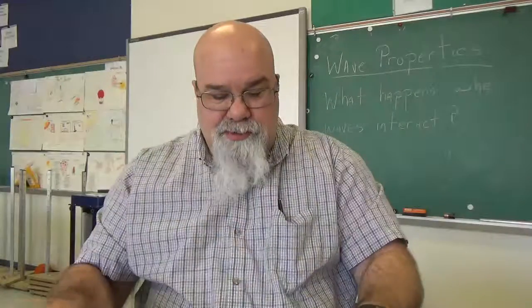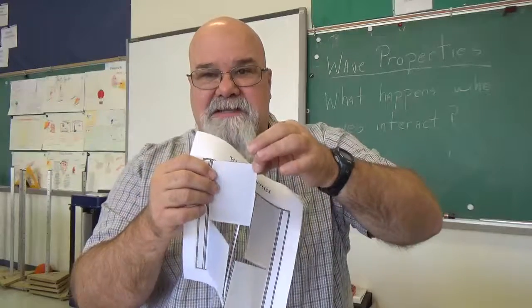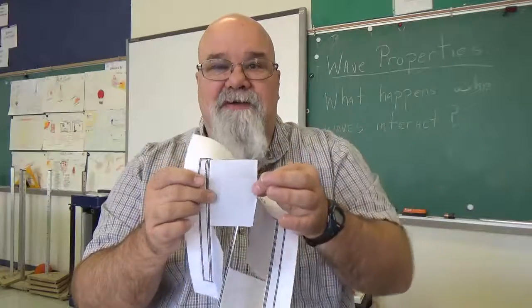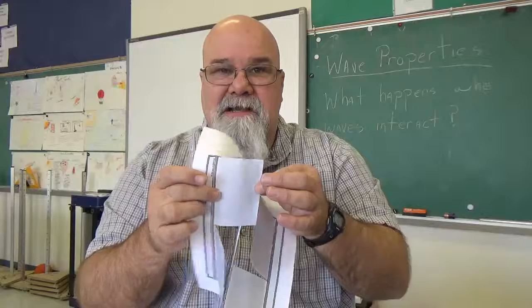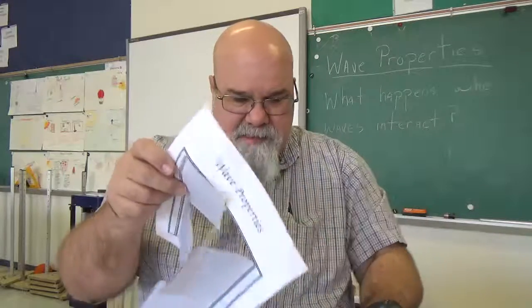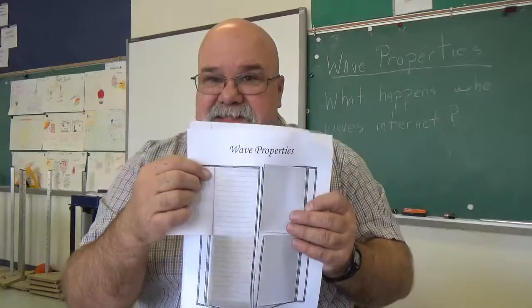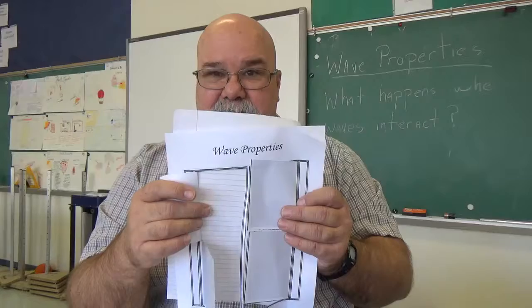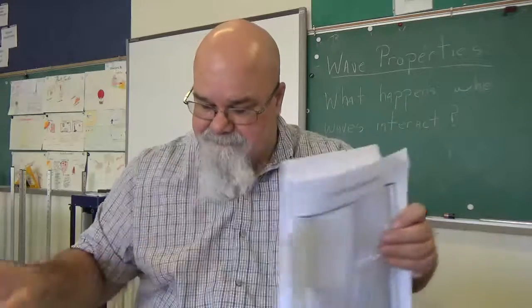What you are going to do is on each of the flaps, you are going to write the name of it, draw a picture of how the different waves interact. Please put arrows in so I know which way the waves are going. And then underneath, you are once again going to write the same word describing the interaction and describe underneath what is happening when the waves interact.